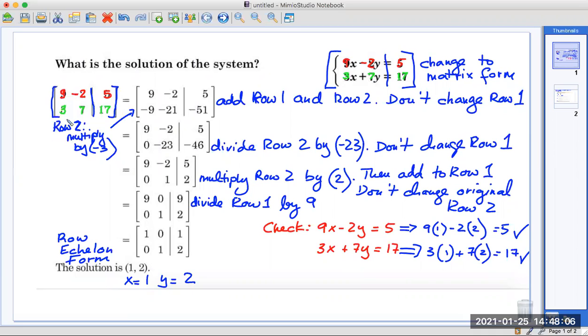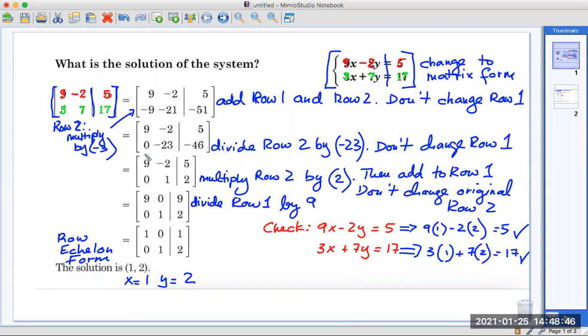The first thing that happened is that row 2 was multiplied by -3. Every number in row 2 times -3 turns it into these numbers. Row 1 you leave alone. Check it out: 3 times -3 is -9, 7 times -3 is -21, 17 times -3 is -51. So here's your new matrix.